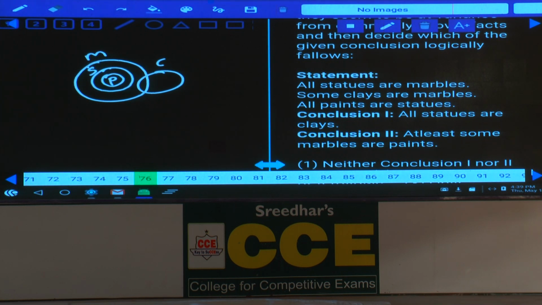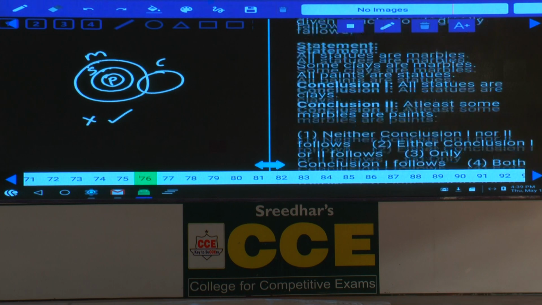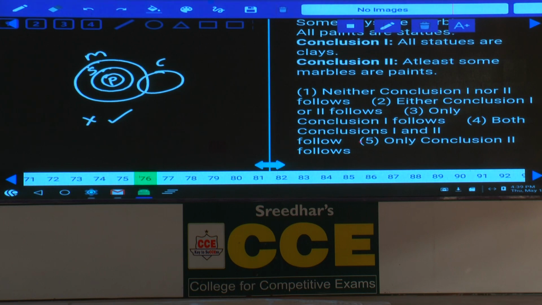All paints are statues, all statues are marbles. Some clays are marbles. First conclusion, all statues are clays, that is false. And second one, some marbles are paint. Some of the marbles are paints is definitely true. Hence, what is your answer? Only 2 follows, that is choice 5.